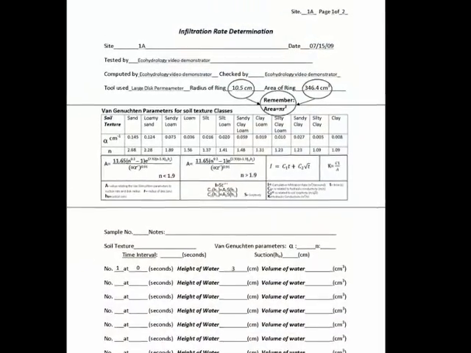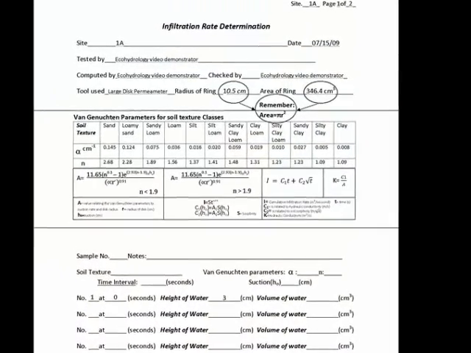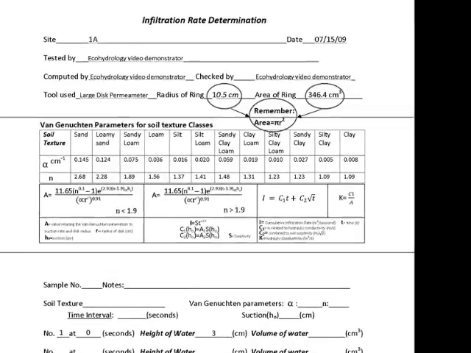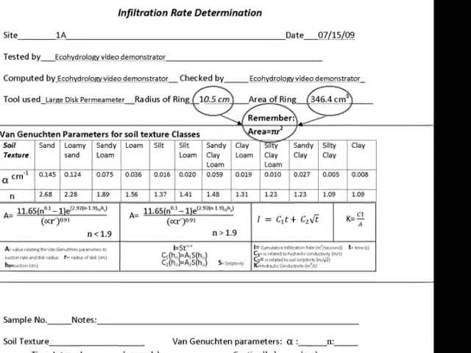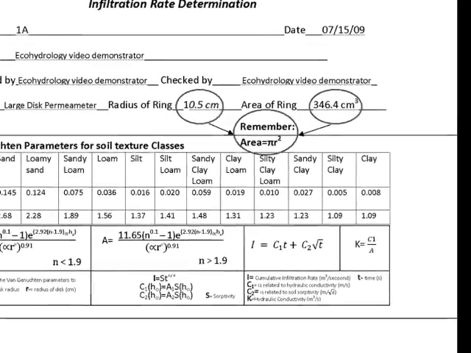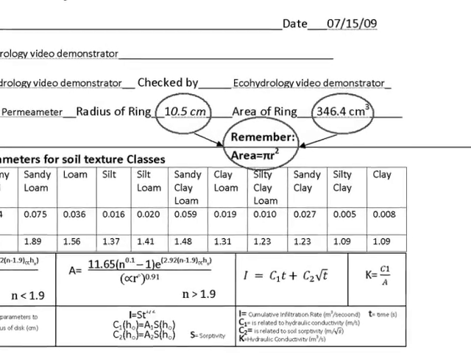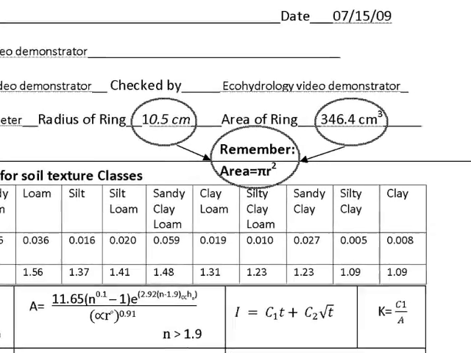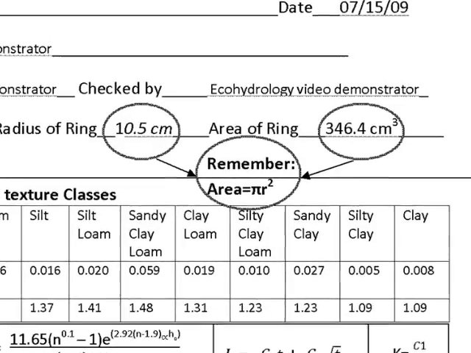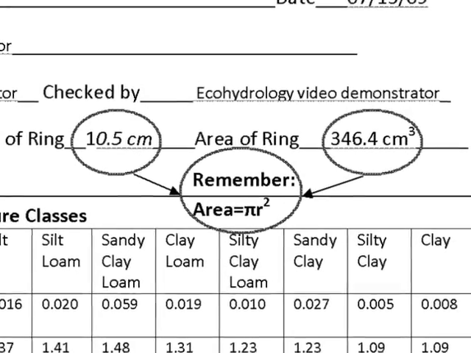Ensure the data sheet has been properly labeled with the radius of the ring and the area of the ring. Remember, area measurements are calculated through pi r squared. The data sheets are available on the Ecohydrology webpage through WebCT.